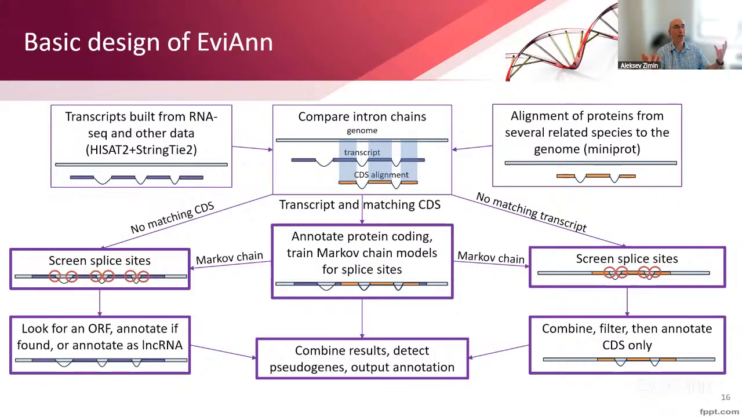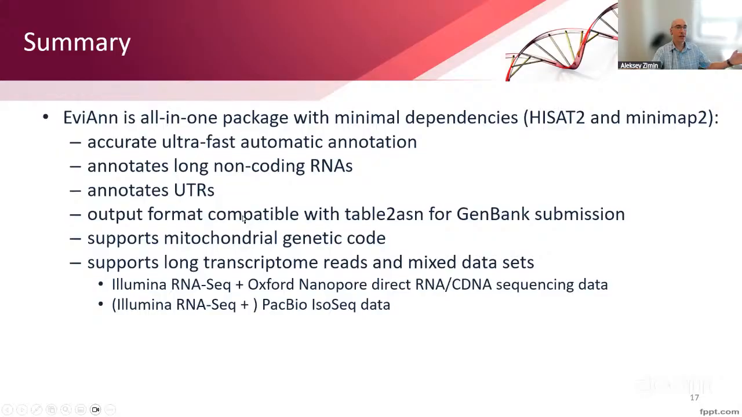And we provide labels on protein coding genes saying, okay, this is similar to such and such protein, or we provide a label that it's not similar to anything that's seen before. So in summary, EviAnn is an all-in-one package, very easy to install. You can get it from GitHub, or you can get it now from Bioconda as EviAnn.